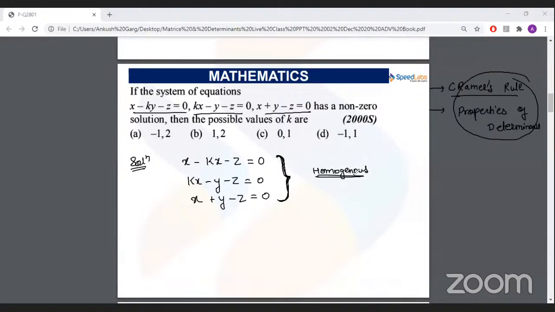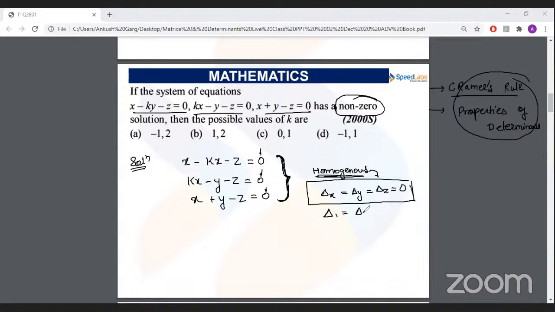What are homogeneous linear equations? Where the constant term is 0, simply ax plus by plus cz equals 0. So these three are homogeneous equations, and we want the value of k so that this system has a non-zero solution. I hope all of you know this. For homogeneous equations, delta x, delta y and delta z will always be 0.